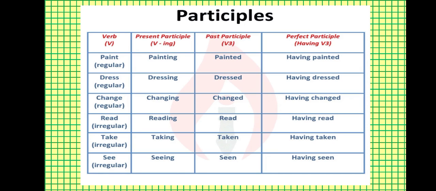Paint, painted, dressed, changed, read, taken, seen. So these are the past tense way we are using, or the participle form, for this kind of verb. When it changes into a perfect participle, you will be adding having along with it. So having plus V3 form of verb, we use as perfect participle. I think you could understand the differentiation now, how you are differentiating present participle, past participle and perfect participle.